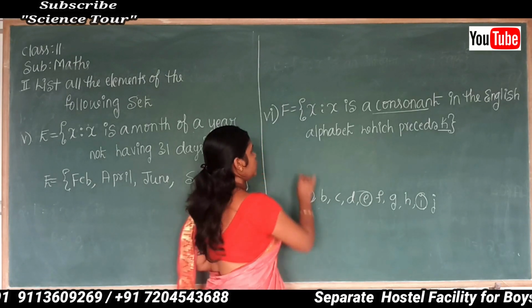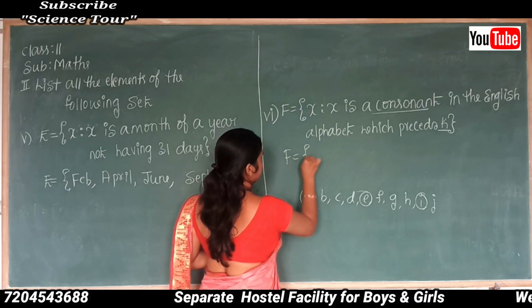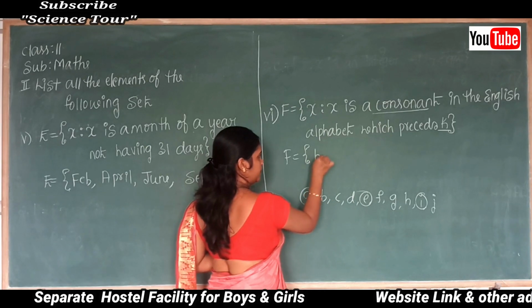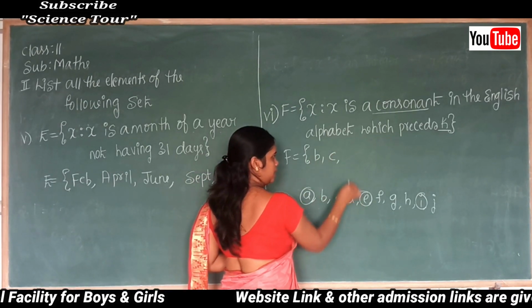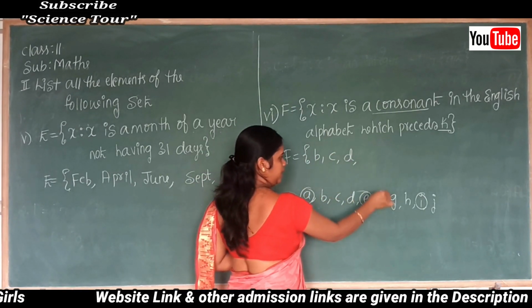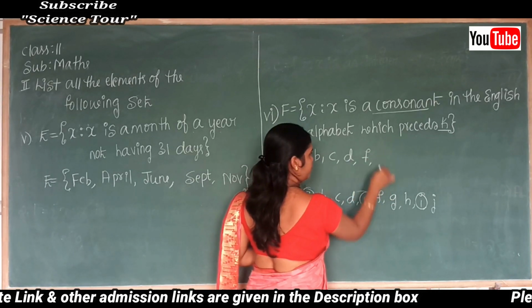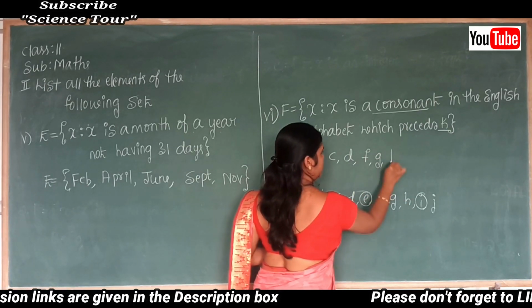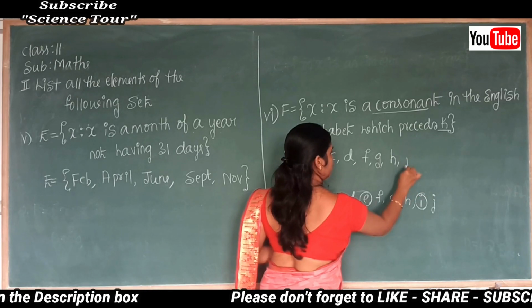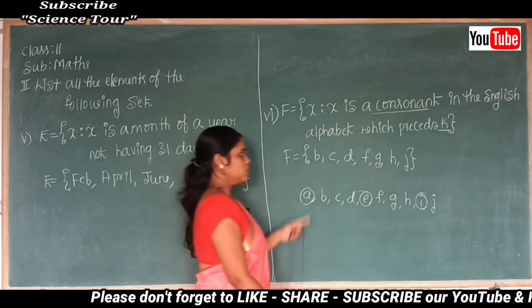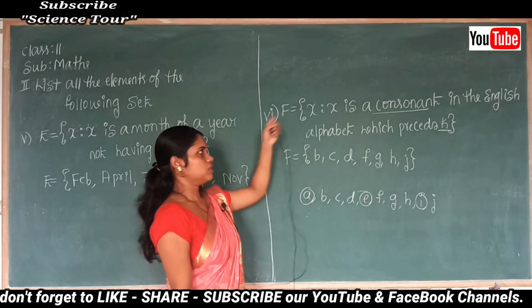Okay. So, which are the consonant will come? F is equal to B, comma, C, comma, D, comma, F, comma, G, comma, H, comma, J. Okay. So, this is the answer for this given set.